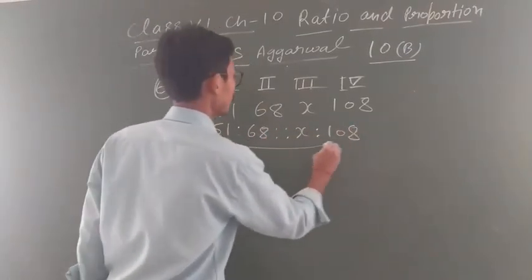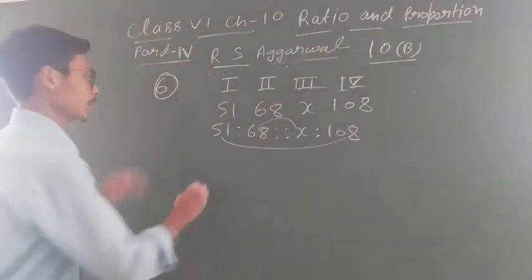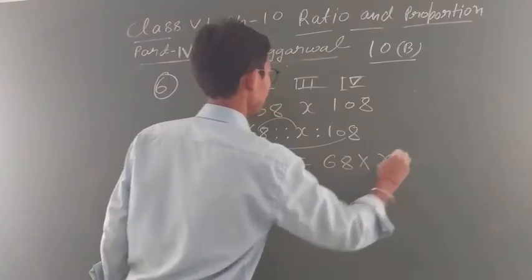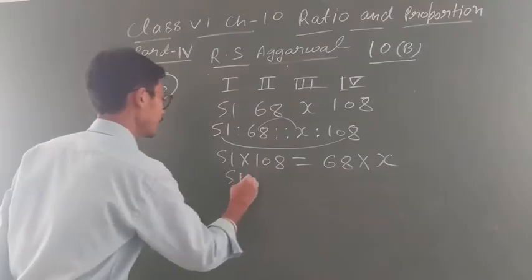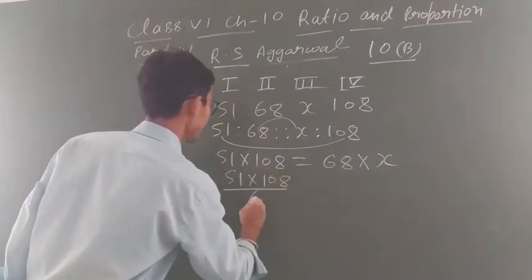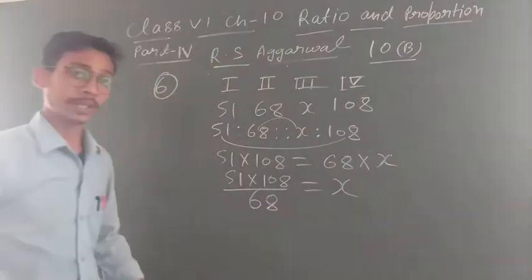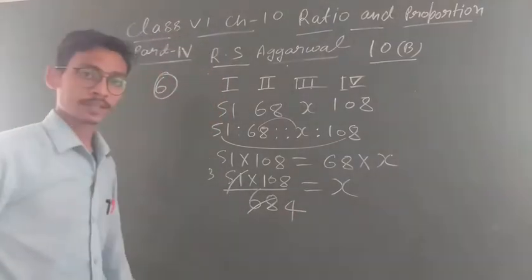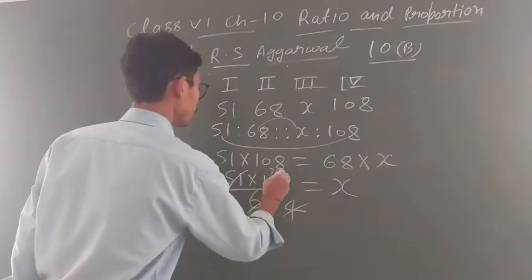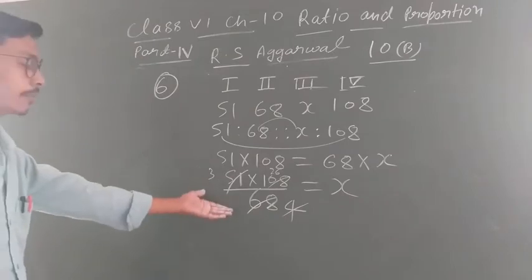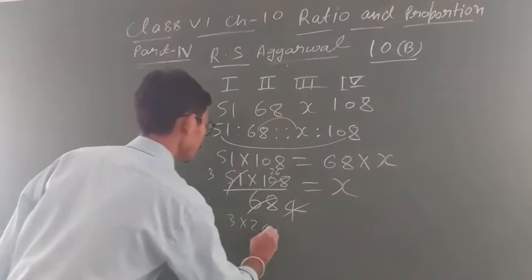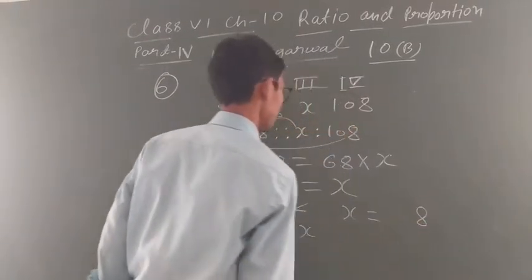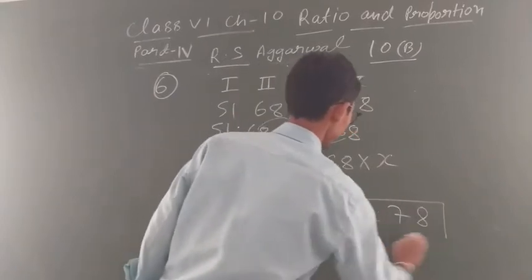Same, student, product of extremes and product of means. So 51 multiplied by 108 and 68 multiplied by x. Now 51 into 108 upon 68 will be equal to x. A table should be learned, student, because this is very important. 7 threes are 21, 7 fours are 28. Look, the table works. So 3 multiplied by 26 equal to x. This will come x equal to 3 sixes are 18, 3 twos are 6 plus 1, 7, it will become 78.